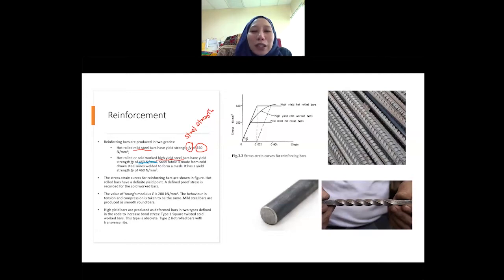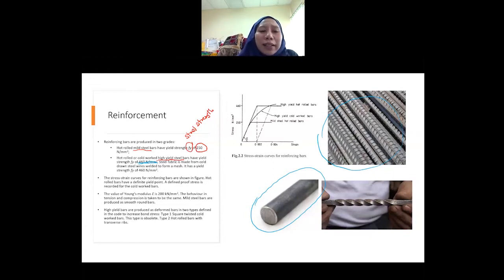Okay, if you don't know what mild steel looks like, mild steel looks like this. A very smooth surface bar, because its surface is smooth. It doesn't have the corrugated surface like this one. This type is actually high yield steel.